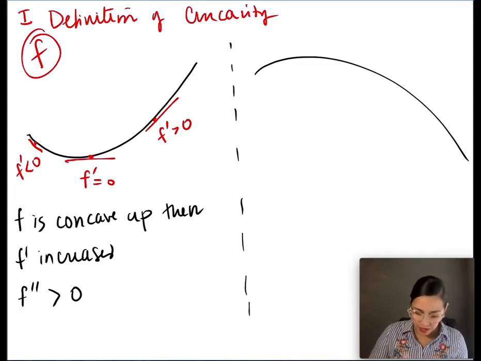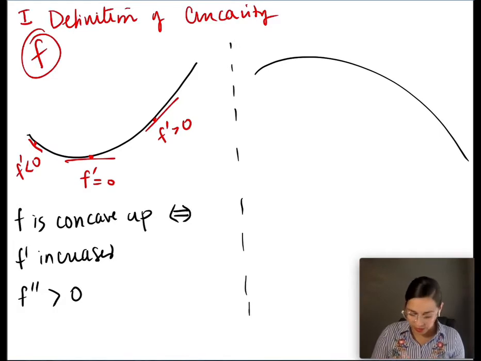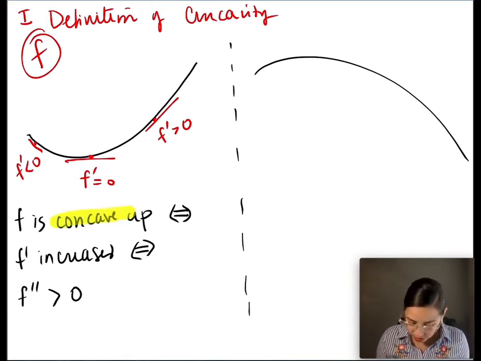Okay, so we can say that, and we can turn this into a definition. If it's concave up, then that tells me that the derivative increases, and that tells me that the second derivative is positive, okay? Now, if we do the same thing, but for my concave down part, so this is concave up.